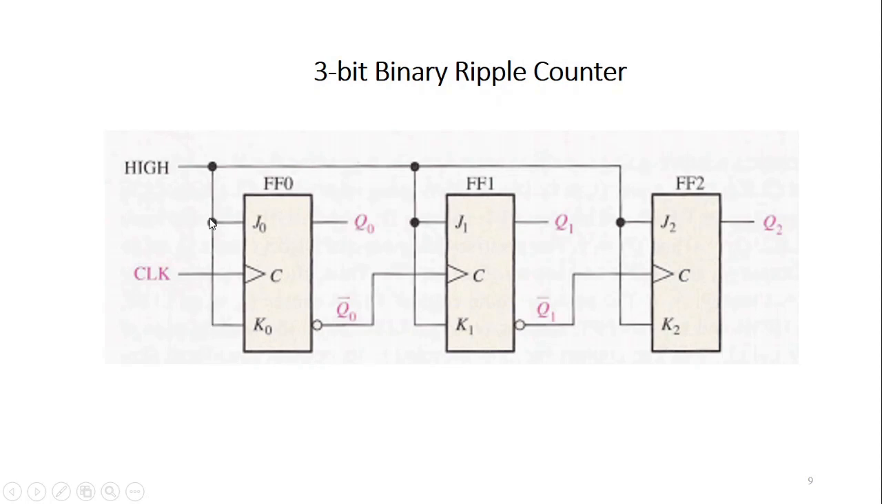So if both the inputs are having high values, according to the working of JK flip-flop, it will toggle. So whatever is the output now will be the complement of the previous output. And the Q0 bar output is connected to the clock pulse of the next flip-flop. So each flip-flop is driven by the output signal from the previous flip-flop.